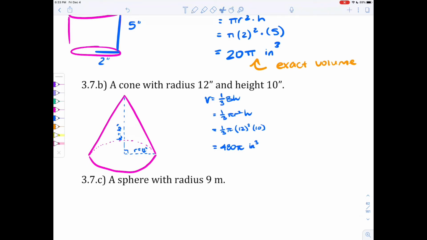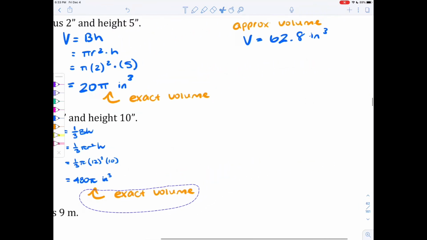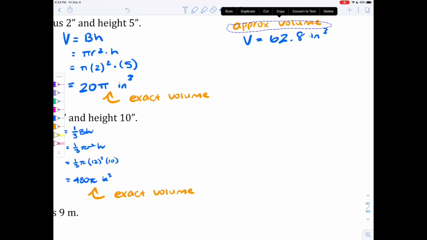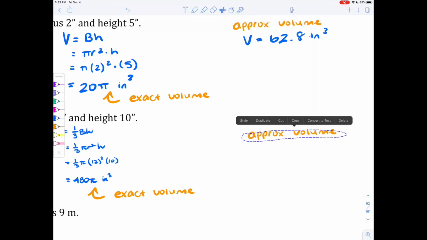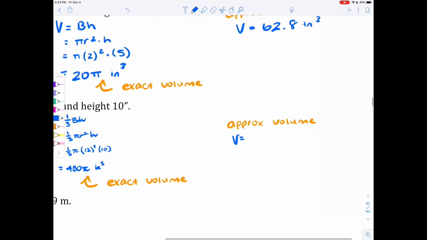Of course, you will note that what I've got there is my exact volume. If you want my approximate volume, well, that's going to be over here in my writing right there. Anywho, 480 times pi is something in the neighborhood of 1508.0 inches cubed.